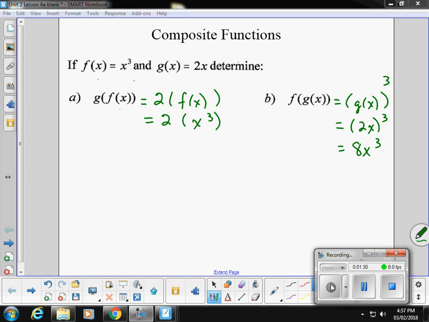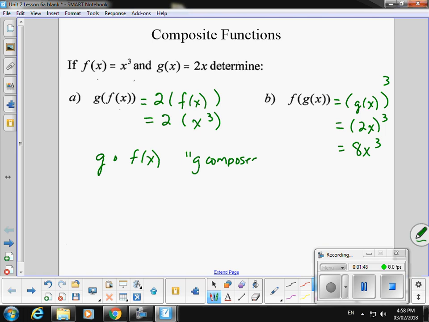Another way to write this, which is different notation for the same thing, would be g composed of f at x. And we would say "g o f", g composed of f at x, and we pronounce it as "g o f". Okay, let's do just a couple more.